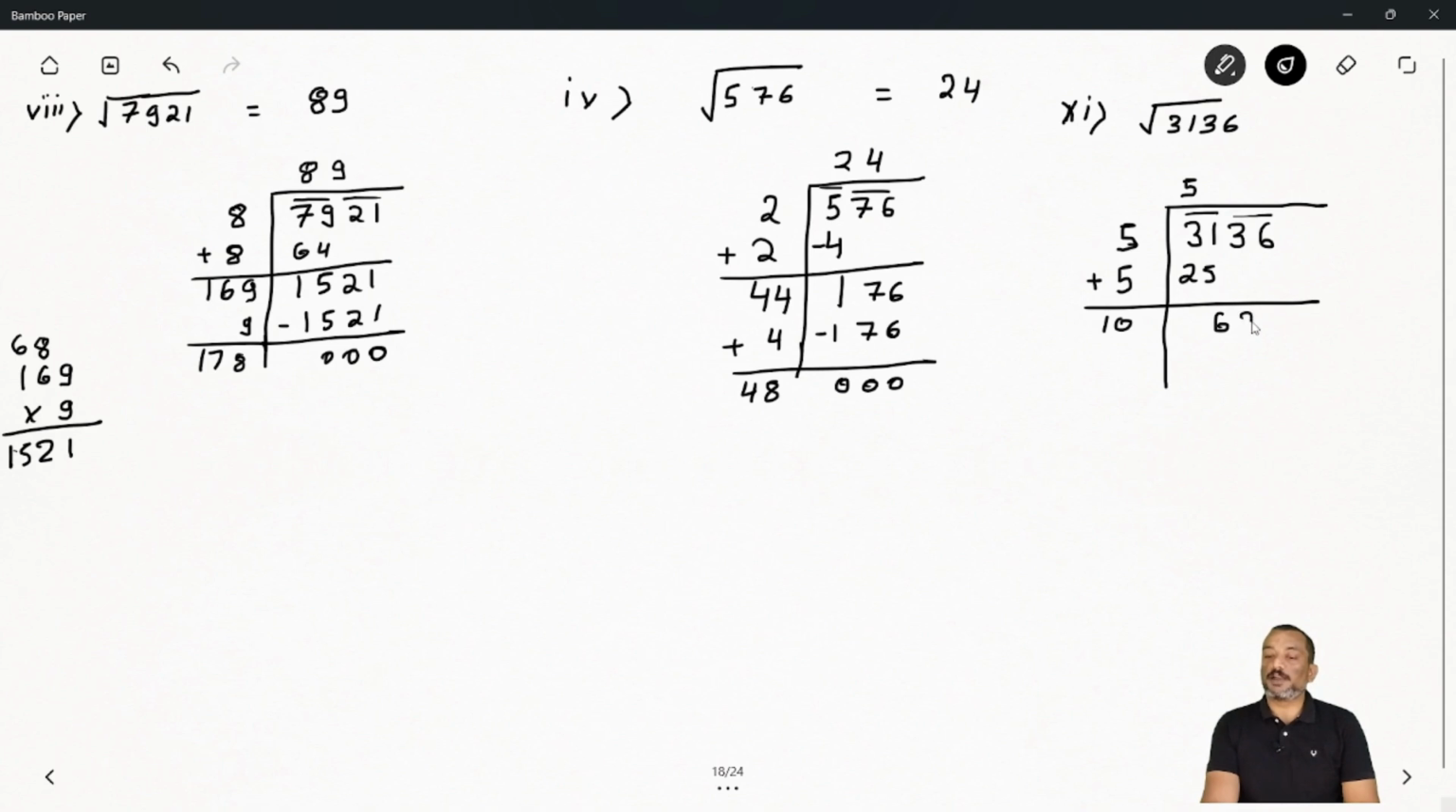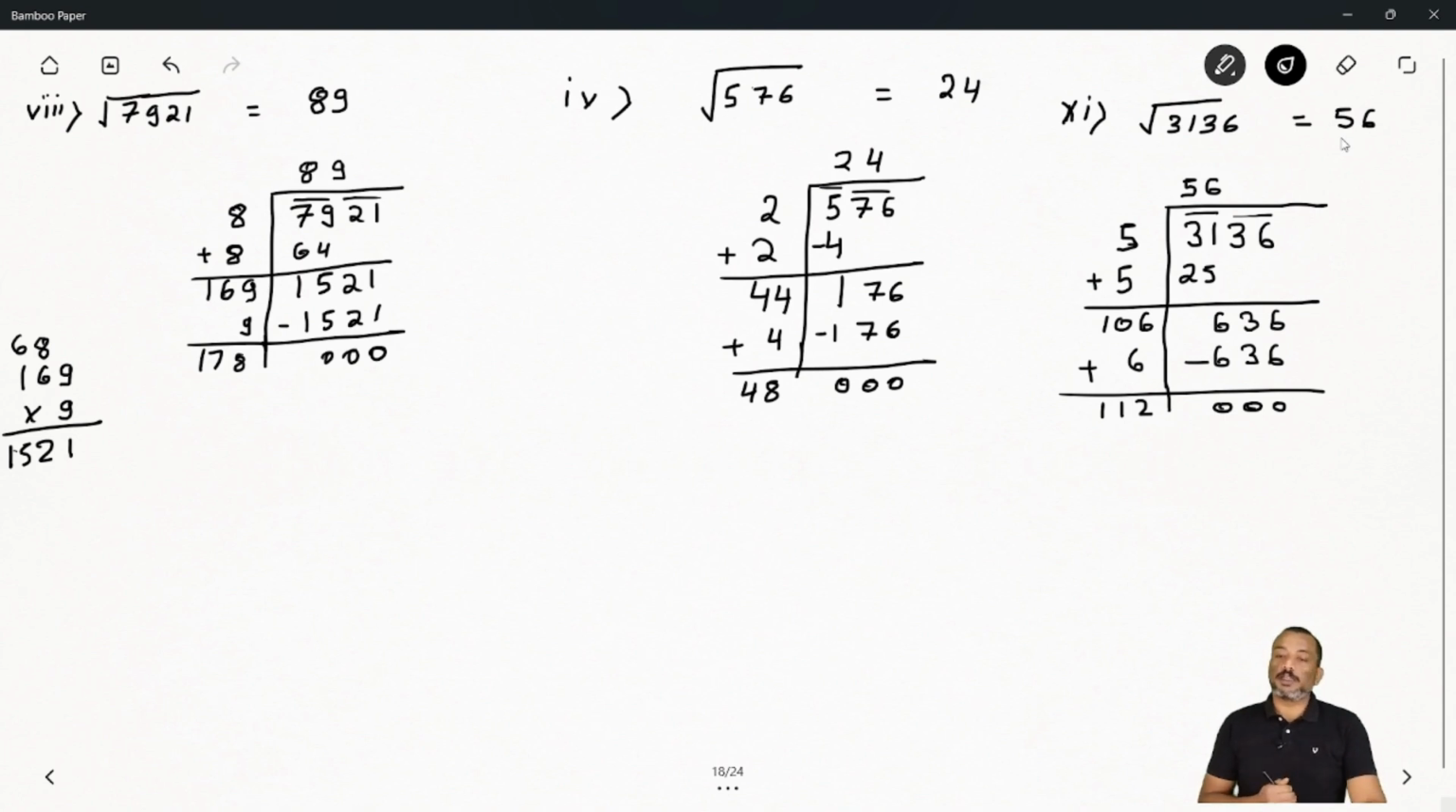Now after that you will bring down 36. Now next you can go with 6, so you will write here 6, and 6 will be added. So you will get 636. Now you can add this one and subtract this one. So you will get 112 on this side, and this one you will get 0. So which means the square root of 3136 is 56. Hope it's clear. So this way we can follow the long division method to find the square root.